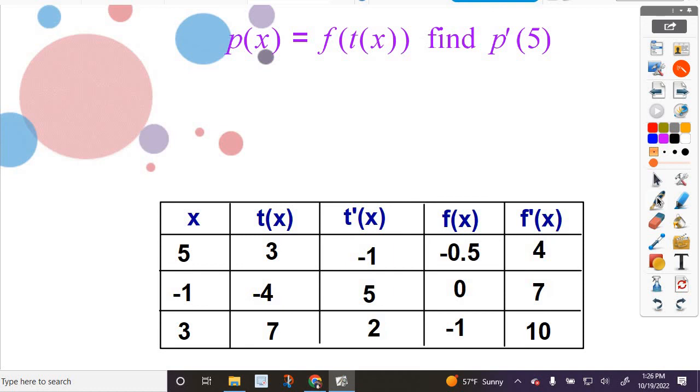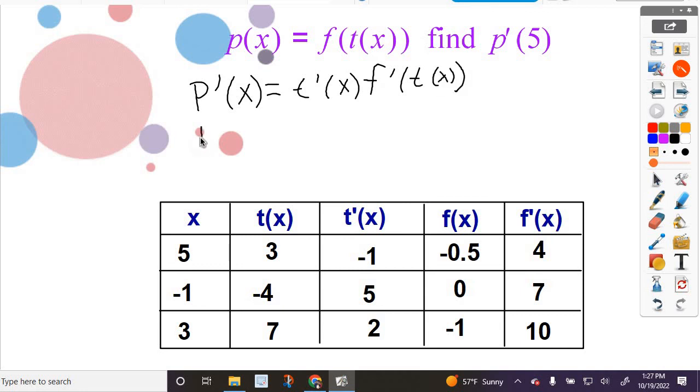Alright, sounds like most of us are finished. So, bring it back in, please. My first step is to take the derivative. Okay? So I'm going to take my derivative of the inside, which is t prime of x. Then I'm going to take my derivative of the outside, which is f prime of t of x. And then I'm going to plug in 5. So I have t prime of 5 times f prime of t of 5. Then I'm going to use my handy dandy chart.